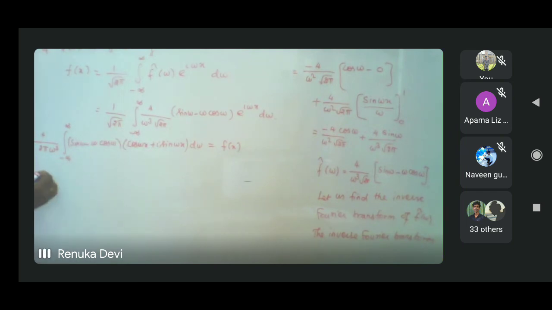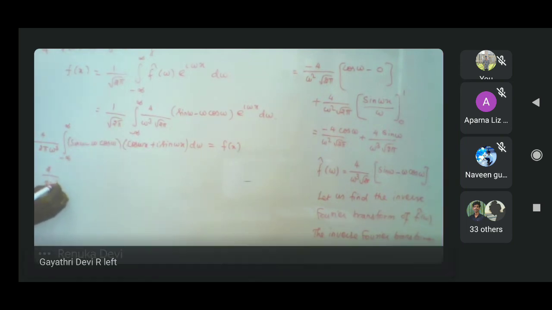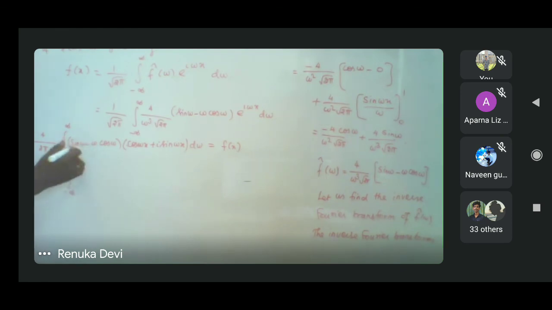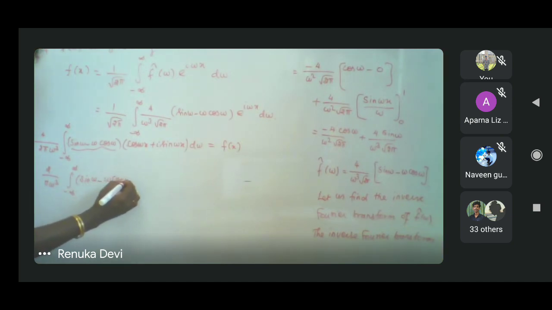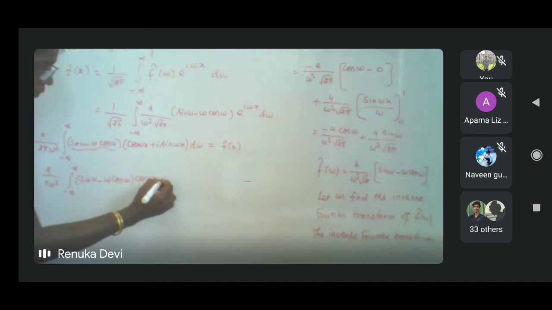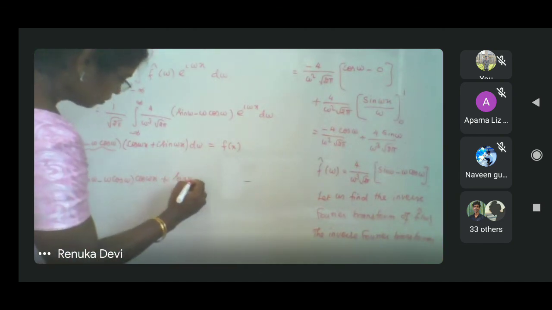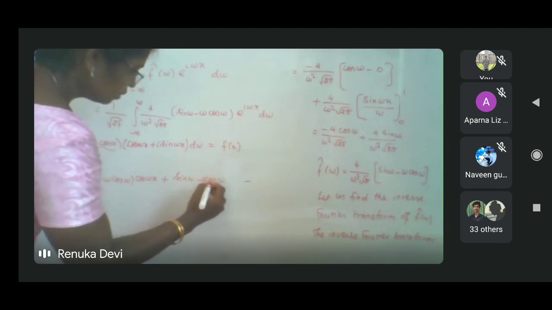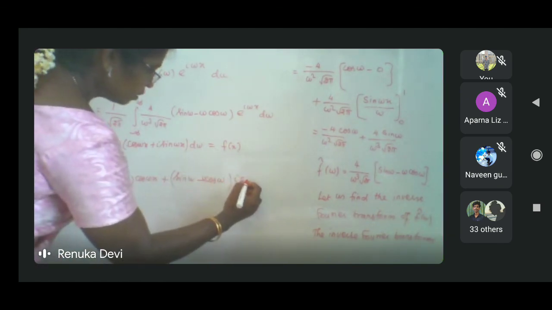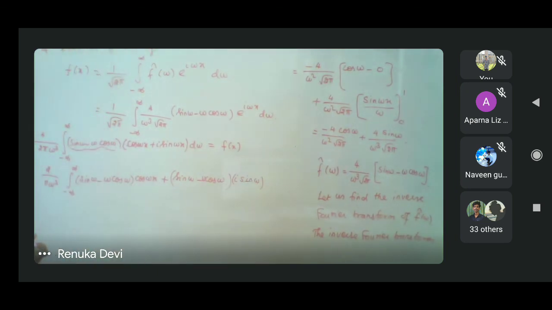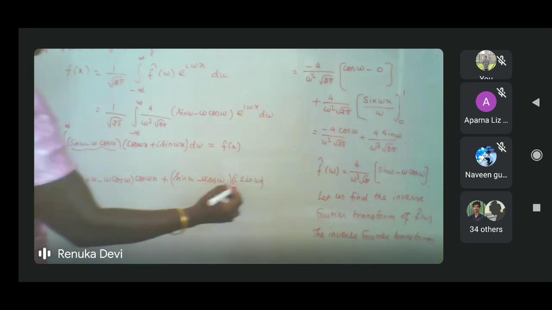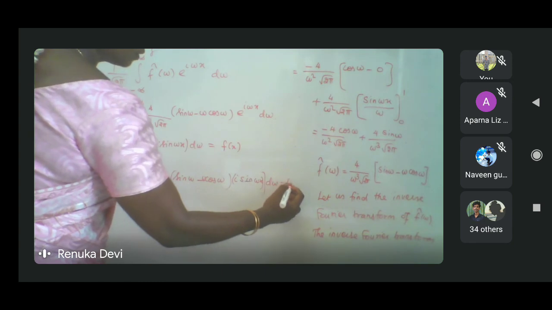What are the 2 terms? This is 2 by pi W cube, integral minus infinity to infinity. I treat this expression as 1 term and multiply with the second. So what you get: (sin W minus W cos W) into cos Wx, plus (sin W minus W cos W) into I sin Wx. The whole thing into dW is your f of x.